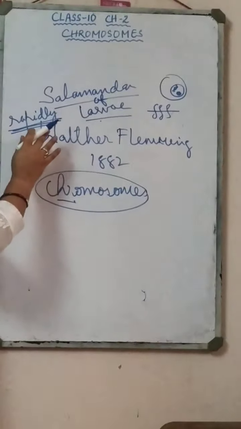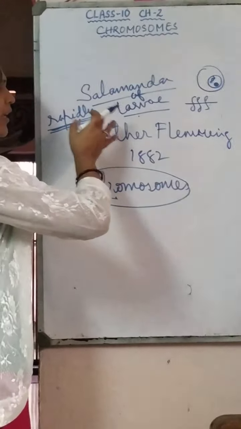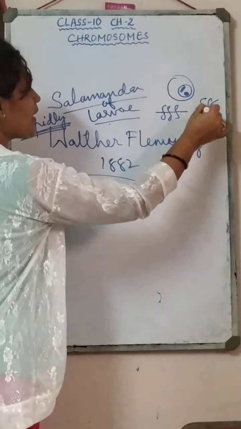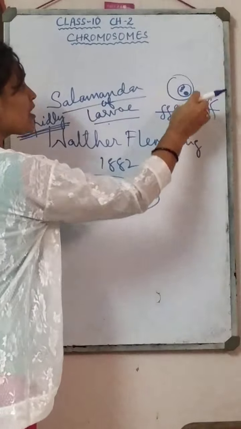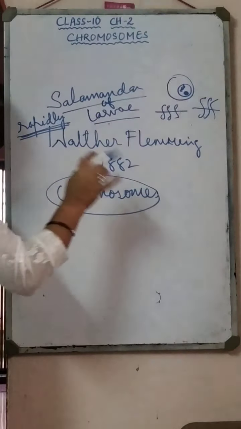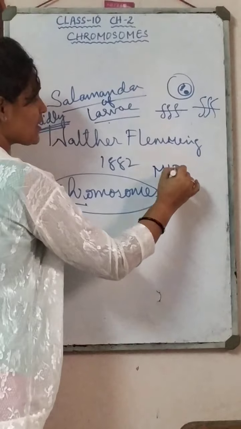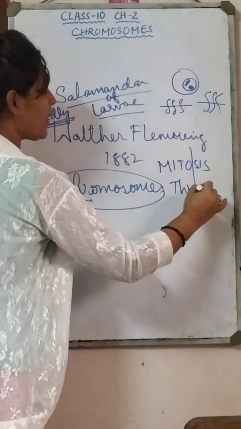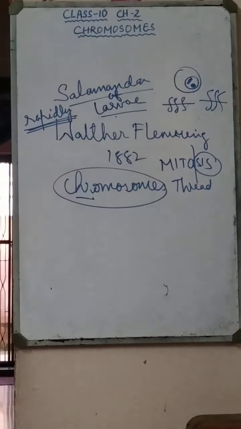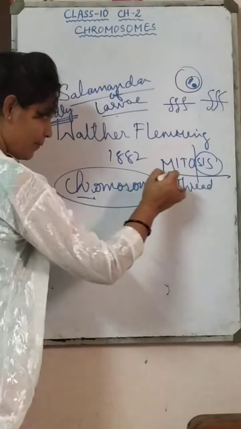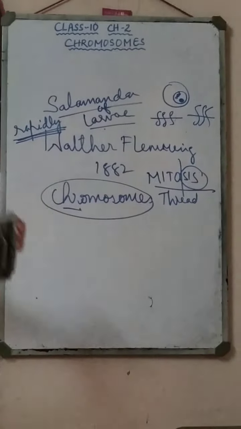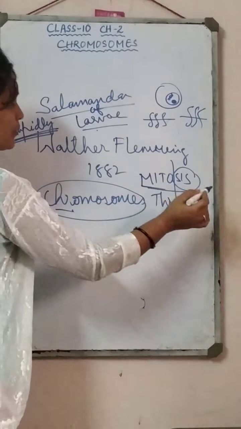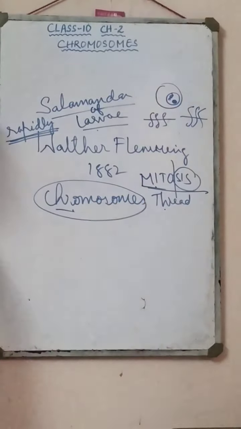So how did he notice this? When he saw that larva, cell division was going on, and he found some thread-like structures getting divided lengthwise, splitting towards both the ends. He named that process mitosis, where mito means thread and cis means splitting. He named mitosis the process where the thread-like structures get split lengthwise, where mito means thread and cis means division.